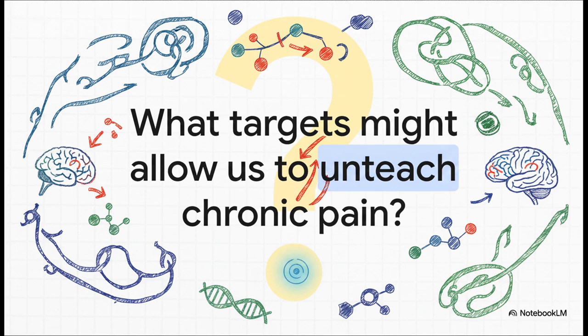I'll leave you with this one last thought to chew on. If chronic pain is basically a learned neurological memory that fundamentally rewires the brain's circuitry through plasticity and HPA dysregulation, what new pharmacological targets might let us actually unteach it one day? Could we figure out how to reverse that neuronal remodeling instead of just masking the signals? Keep that in the back of your mind as you study.